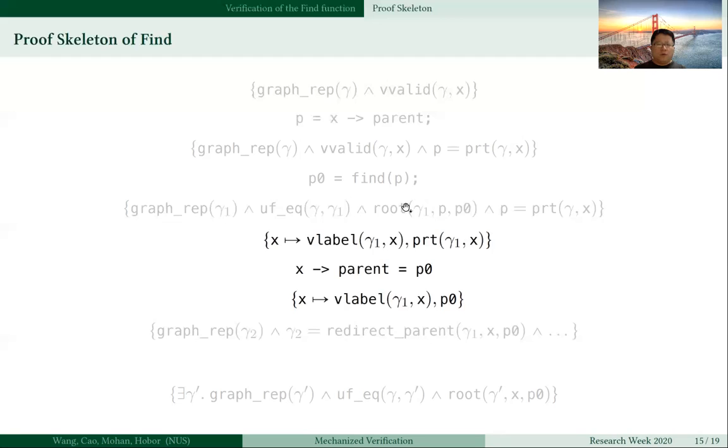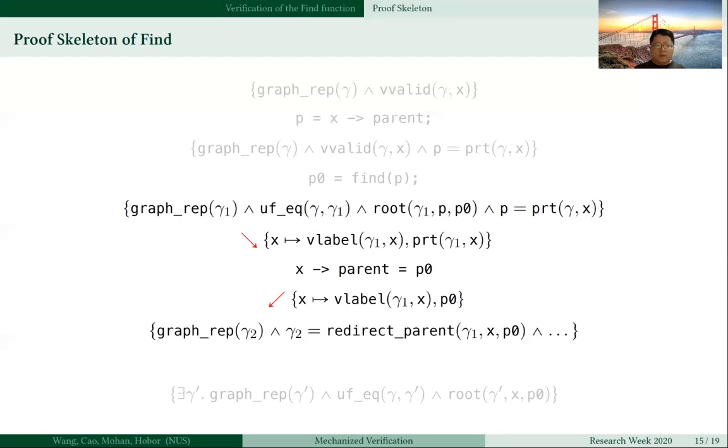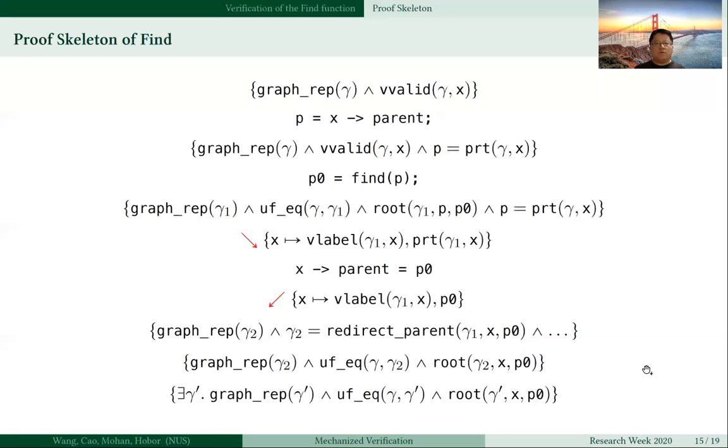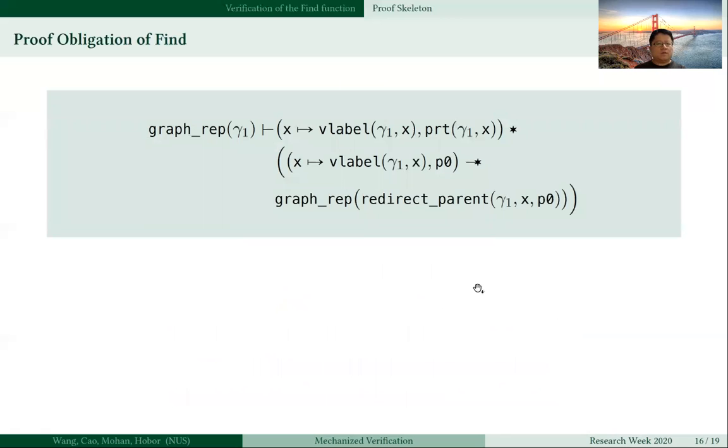Now we have global objects and we have a local rule. We can use our localized rule here. After that, we just need to prove the RAMIFY application. But this one does not imply the end directly. We need to prove gamma 2 is the gamma prime we want, which means we need to prove it's equivalent, and P0 is the root of gamma 2. Then we finish the proof.